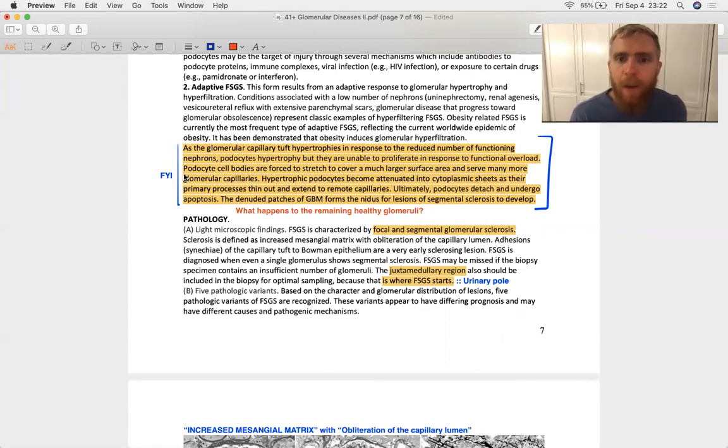Hypertrophic podocytes become attenuated into cytoplasmic sheets as their primary processes thin out and extend. Ultimately, podocytes detach and undergo apoptosis. The denuded patches of glomerular basement membrane form the nidus for lesions of segmental sclerosis to develop. And so that's how you're getting the sclerosis. The podocytes go away, and then the capillaries that no longer have podocytes on top of them sclerose because they're trying to protect themselves from the inevitable damage.